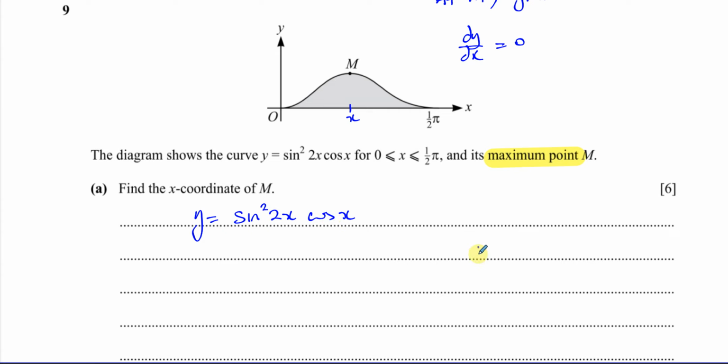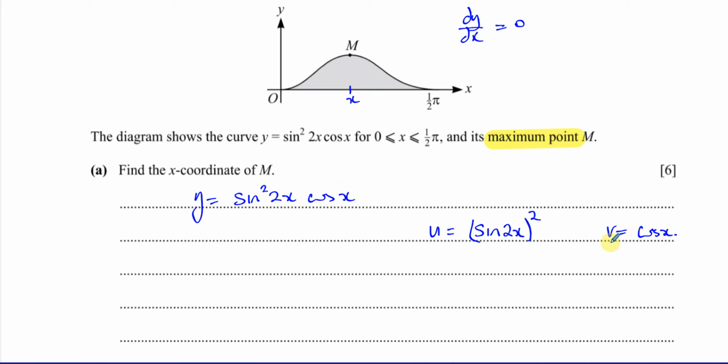So I'm going to take the first product u, that sine squared 2x, which actually is the same thing as saying the sine of 2x all squared. I'm going to write it like this because it just makes it easier for us to deal with. So I'll just make a bit of space. Okay, so that's u, and v is going to be cosine x.